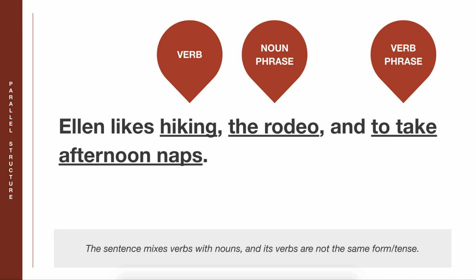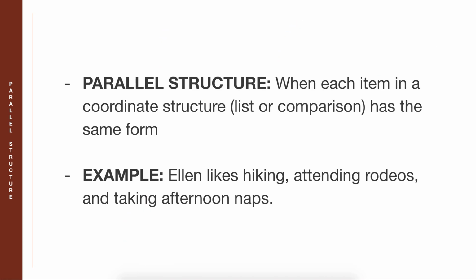So all of that being said, your takeaway for today is that when you are writing, specifically with lists and comparisons, each item in that list or comparison needs to be in the same form. If you start a list with a noun, have every item in that list be a noun. If you start a list with a verb, have every item in that list be a verb, specifically in the same tense. If you start a list with an adjective, have every item in that list be an adjective. I'm sure you get where this is going. Make sure that your lists and comparisons are parallel and your writing will be a lot stronger.